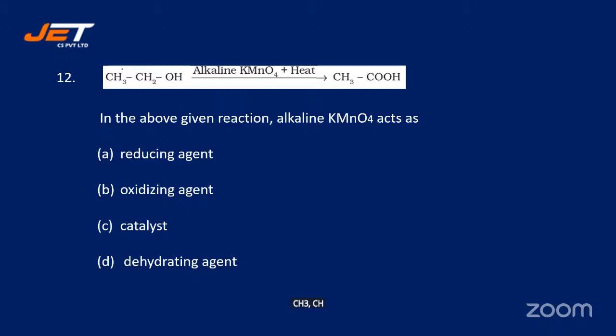CH3CH2OH, that is ethanol, on reaction with alkaline potassium permanganate plus heat gives rise to CH3COOH. In the given reaction, alkaline KMnO4 acts as which agent? Reducing agent, oxidizing agent, catalyst or dehydrating agent.